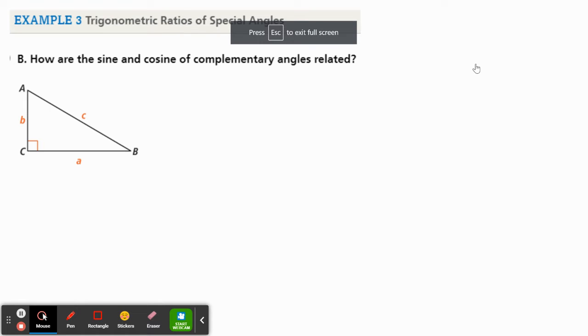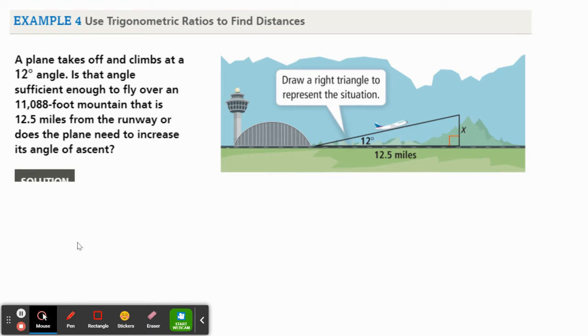All right, so let's use trig to find some missing pieces of a right triangle. All right, so the next problem here. Okay, it says a plane takes off and climbs at a 12-degree angle. Is that angle sufficient enough to fly over an 11,088-foot mountain that is 12.5 miles from the runway, or does the plane need to increase its angle of descent?